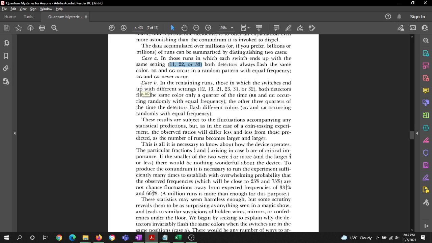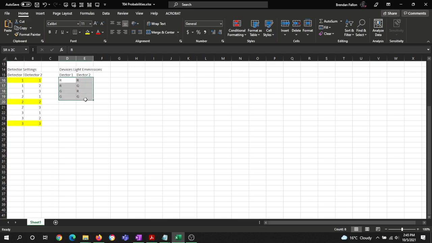Then in the other case, the machines are set to different settings, say 1, 2, or 1, 3. If there are different settings, then there's only a 1/4 chance that those different settings give the same color. That 1/4 chance is based on there being 4 different possibilities. If they're set to random settings, and we don't know ahead of time what it is, 1/4 of the time they should flash the same for the rest of these right here.